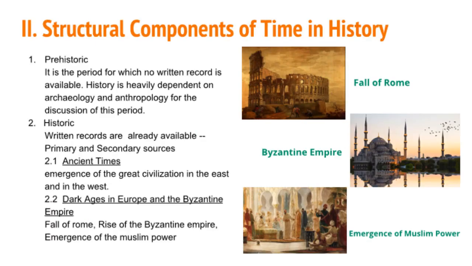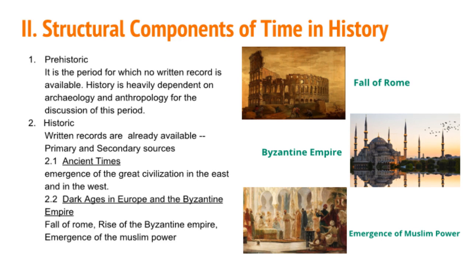In order to facilitate the understanding of history, historians divide it into periods. 1. Prehistoric. It is the period for which no written record is available. History is heavily dependent on archaeology and anthropology for the discussion of this period. For example, there are no written records concerning the foreign relations of the Philippines before the coming of the Spaniards. Yet, it is common knowledge that many Asian countries have been in contact with the early inhabitants. Data on this are based on the artifacts and fossils derived from archaeological findings.